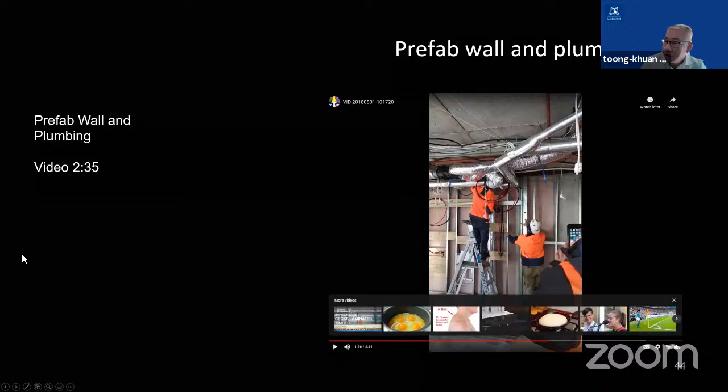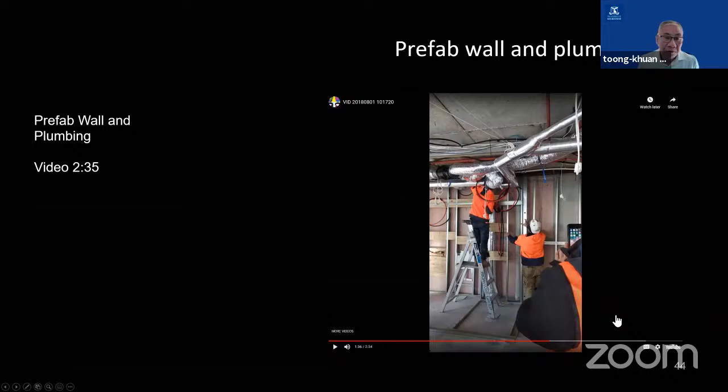Okay, I think I need to explain that this video was taken by me, so it's not professionally done. But what they've done here is to prefabricate the wall plus the plumbing system. So you can see that at the start of the video, they were bringing in the prefabricated wall panel. It had the shower mixer. It had the hot and cold water pipes already pre-installed in the wall.